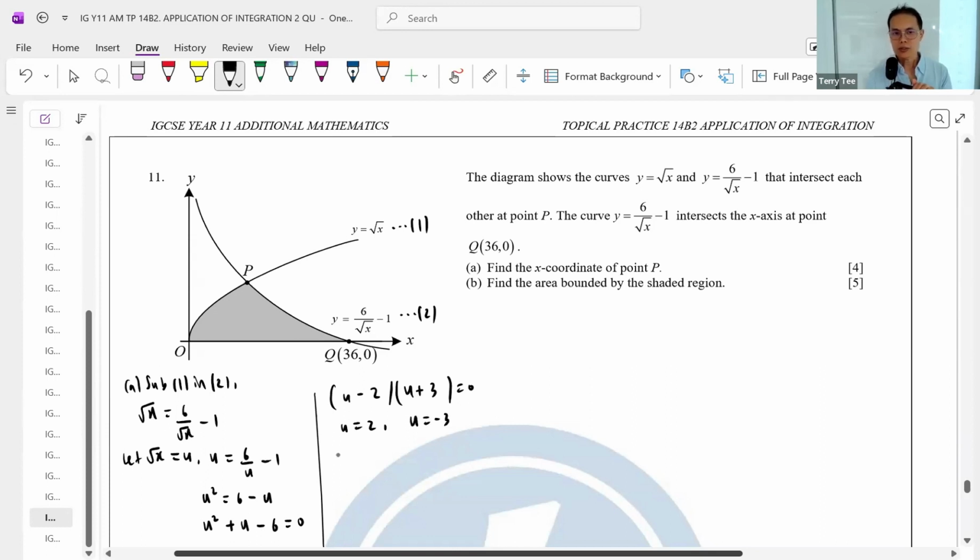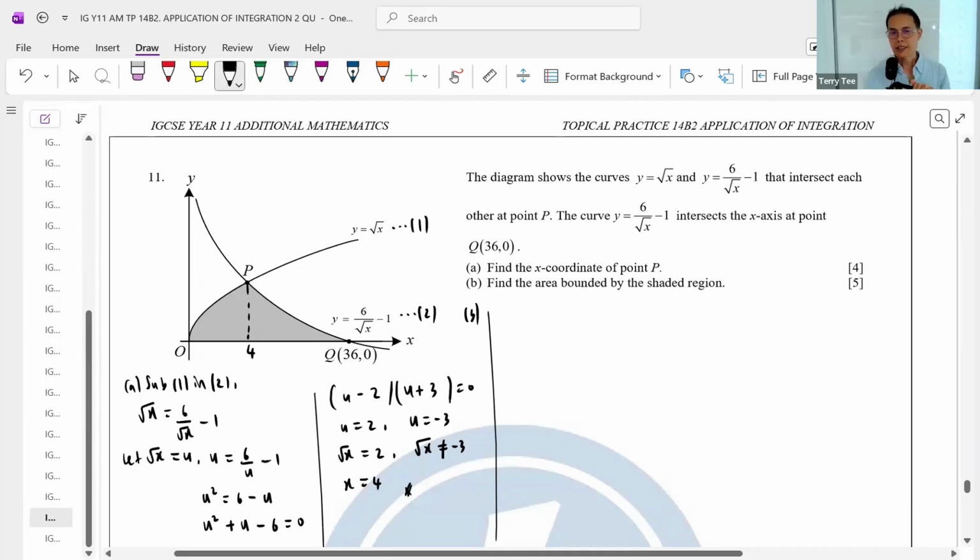Now remember, u is your square root x, right? You cannot square root a number and get negative. That's why you have to ignore negative 3. Only take square root x equals 2. And when I square it, x is 4. Now, do you put plus minus? No. Why? You can only square root 4 and get 2. You cannot square root negative 4 and get 2. This is impossible. You can't square root any negative number. It has to be positive. So here your x is just 4, the x coordinate of point P.